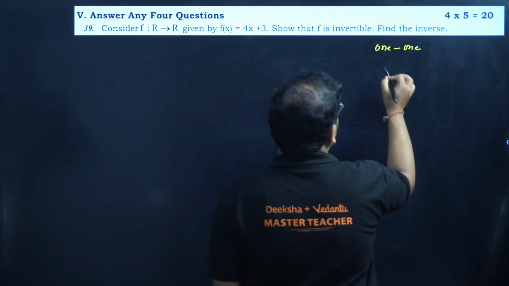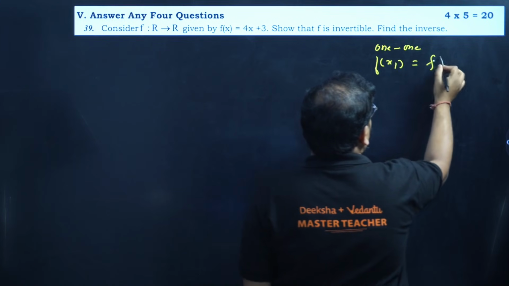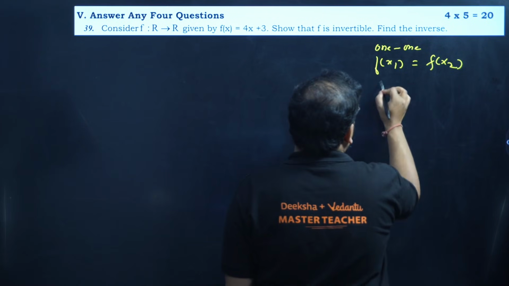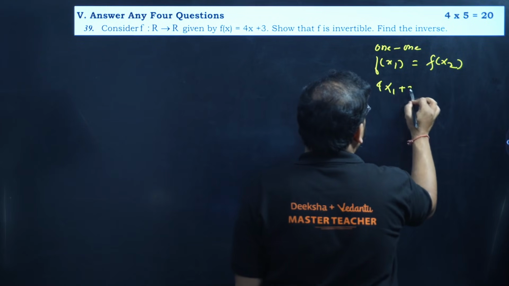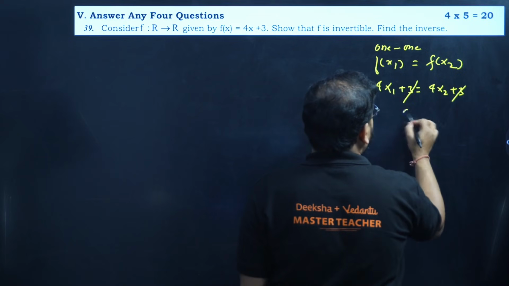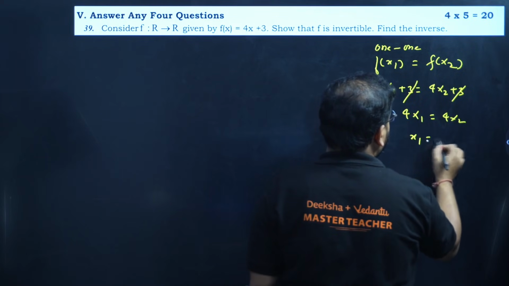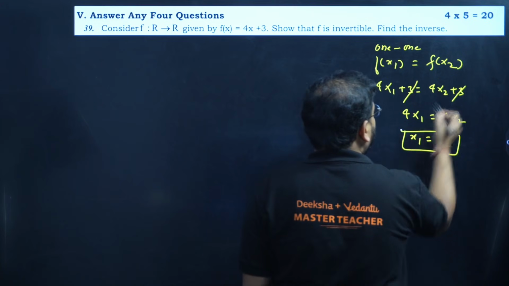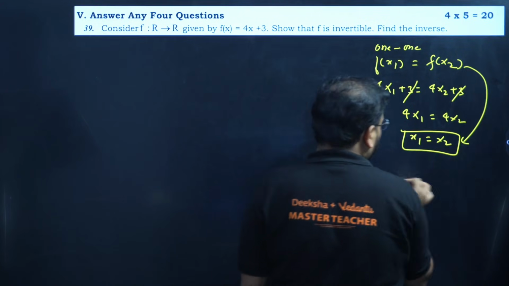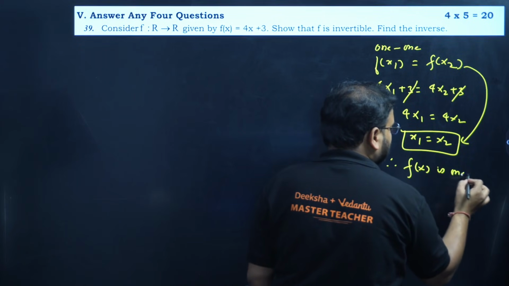Right here. f(x1) should be equal to what? f(x2). If I've taken this already, it means 4x1 plus 3 will be equal to 4x2 plus 3. 3 and 3 cancel. I get 4x1 equals 4x2. It means x1 equals x2. Started from this, reaching here. It means what? Therefore, given f(x) is one-one.